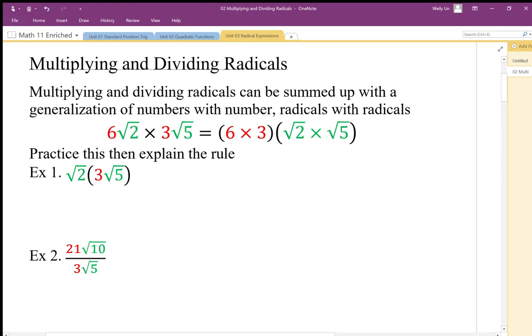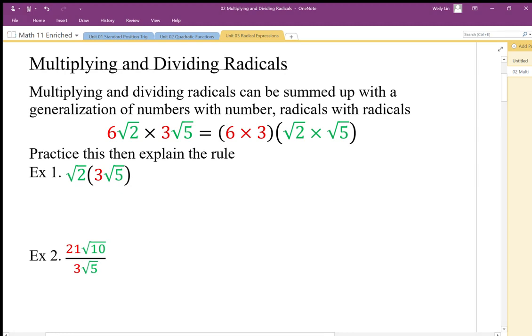Mathematically this works because this is all just multiplication. This is 6 times root 2 times 3 times root 5. Well, we can rearrange multiplication any way we want. So we just group together the coefficients and we group together the radicals. So when we multiply these radicals, since they fall under the same index, we can just multiply the factors together.